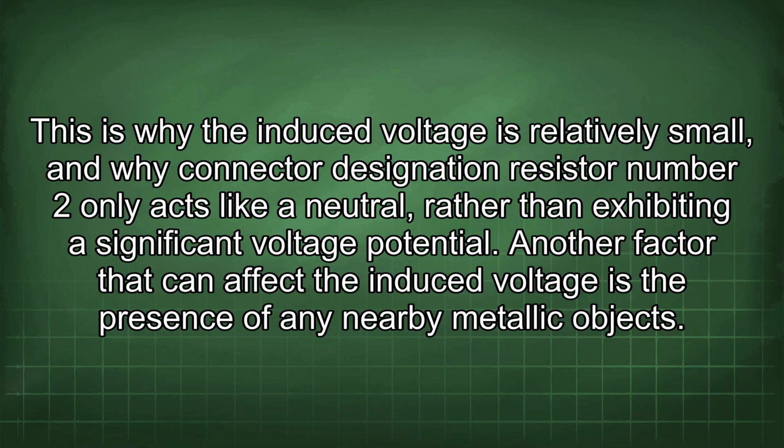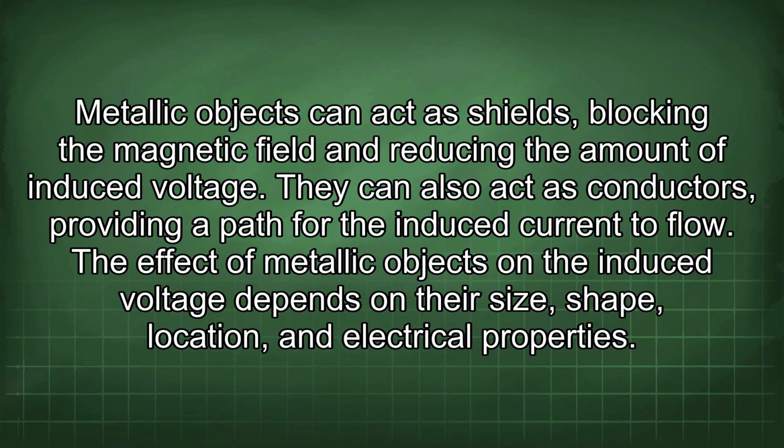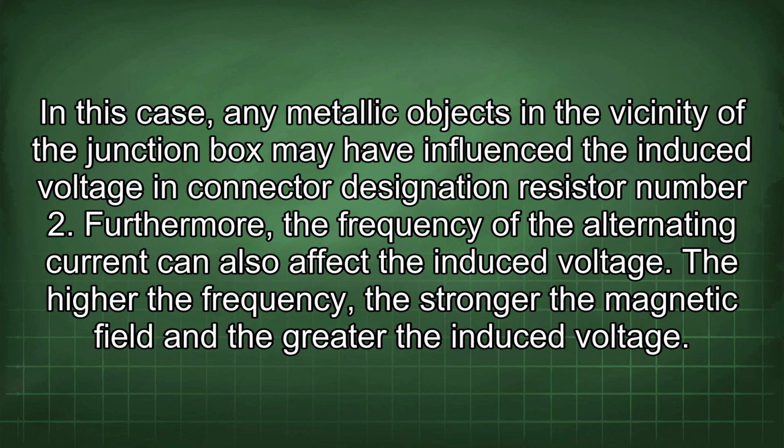Another factor that can affect the induced voltage is the presence of any nearby metallic objects. Metallic objects can act as shields, blocking the magnetic field and reducing the amount of induced voltage. They can also act as conductors, providing a path for the induced current to flow. The effect of metallic objects on the induced voltage depends on their size, shape, location, and electrical properties. In this case, any metallic objects in the vicinity of the junction box may have influenced the induced voltage in connector designation resistor number 2.